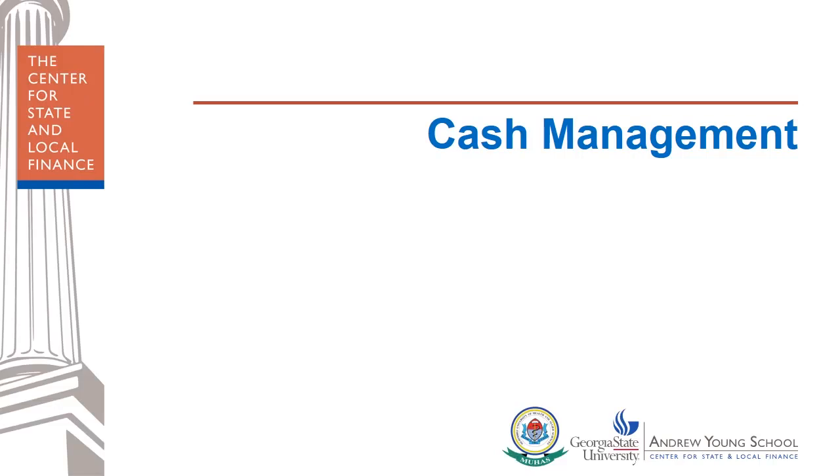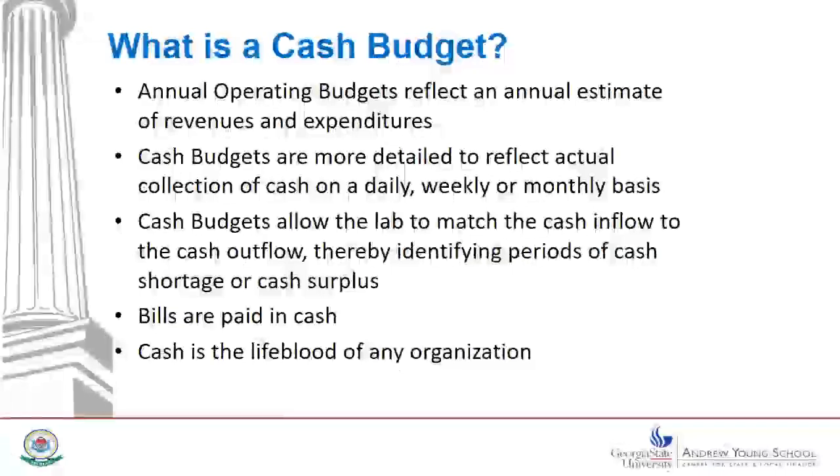This module covers cash management. The annual operating budget shows an annual estimate of the revenues and expenditures that are expected during the year. For example, it would show patient fees as a single amount that is the expected total for the full 12 months of the year. However, we know that the amount of patient fees will vary daily, weekly, and monthly.